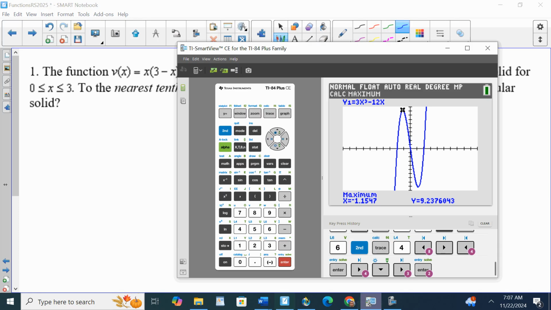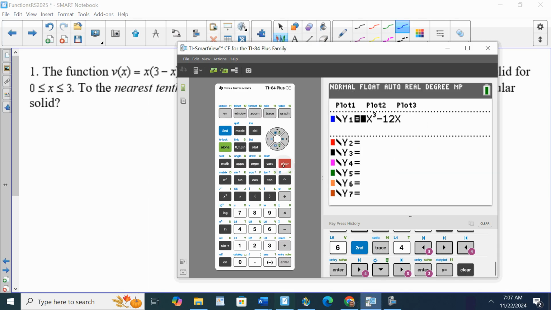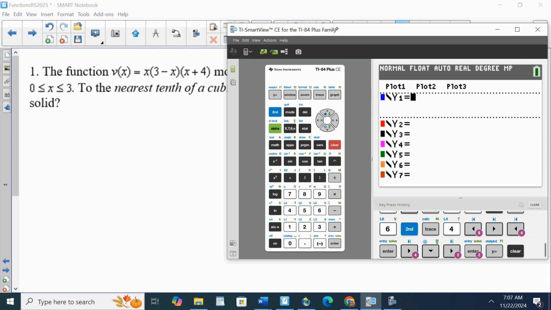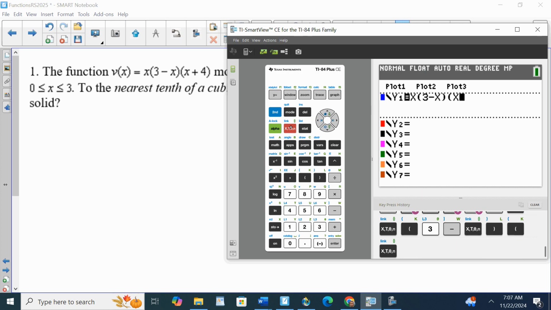So I'm going to go to y equals. I'm going to type in the equation x parentheses 3 minus x parentheses x plus 4. Type it in exactly as you see it. You don't need to distribute or box anything.